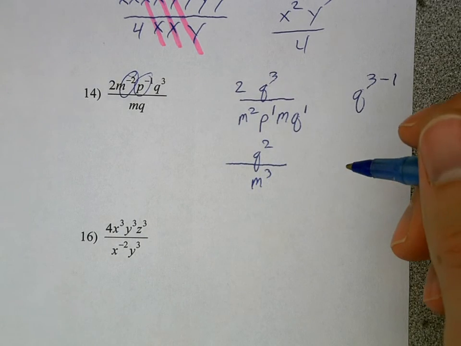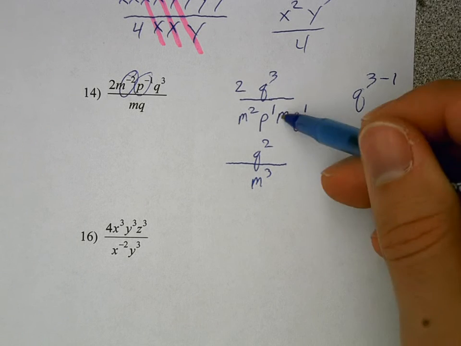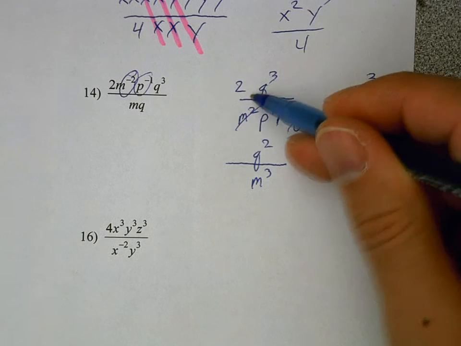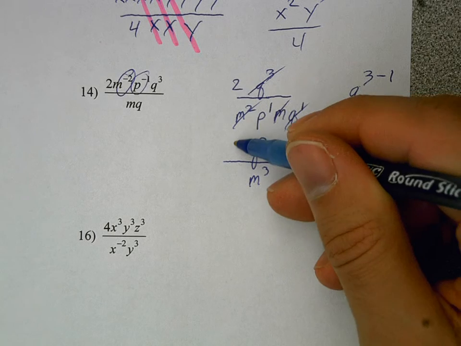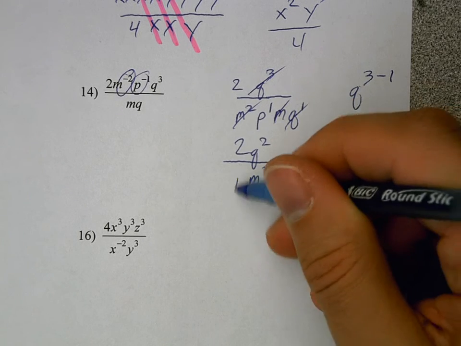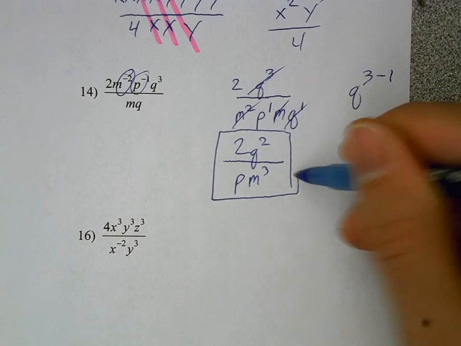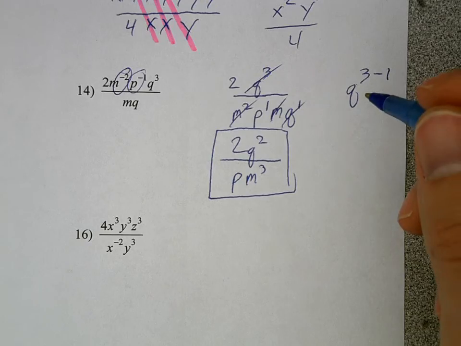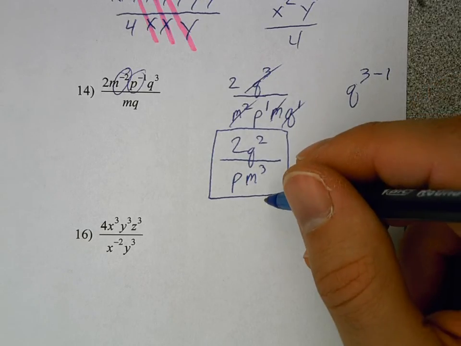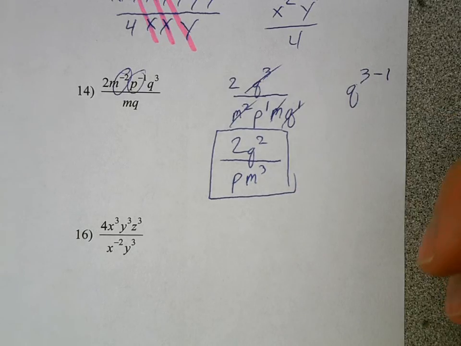Are we starting to get this? M to the third power. We've already done the m's, we've done the q's. Looks like we have a 2 on the top. Doesn't simplify with anything. We've got a p on the bottom. Doesn't simplify with anything. There's our answer. 2q squared, pm to the third power. Technically, this should be in alphabetical order. I could switch that m and the p, but that's not going to cause too many problems if you leave them out of order.